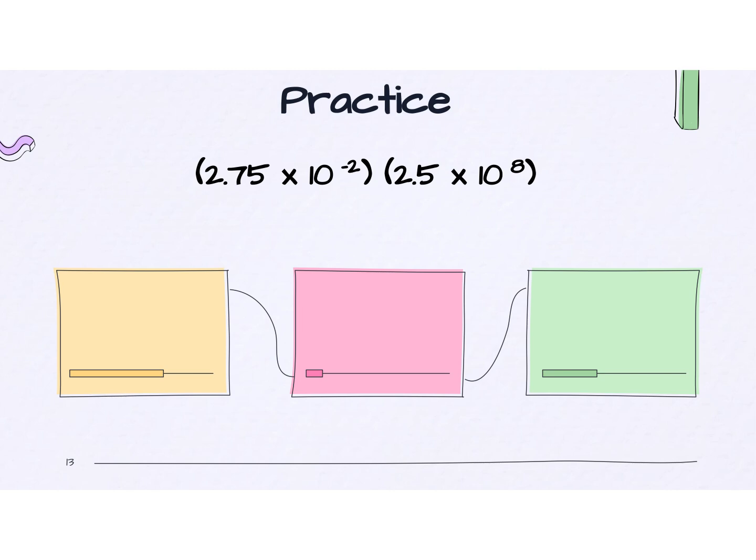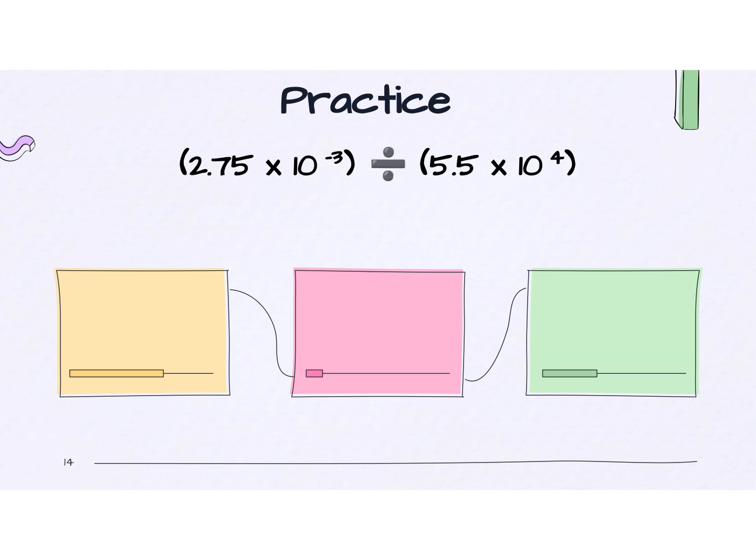Again, give it a try, see how you do, come back and check. Pause the video if you don't want to get to the check first. Okay, how did you do? It's the product rule again. You're multiplying 2.75 times 2.5. You get 6.875, and then you are taking negative 2 plus 8 to get you 6.